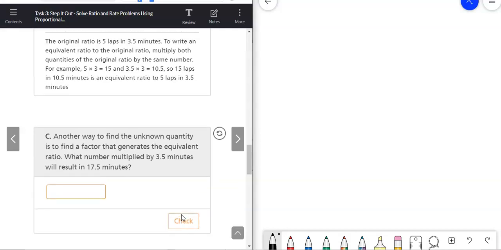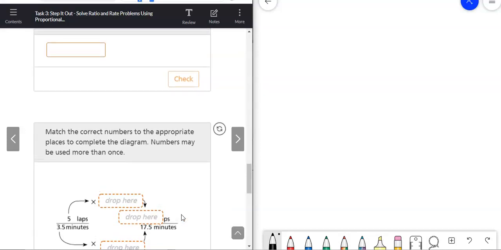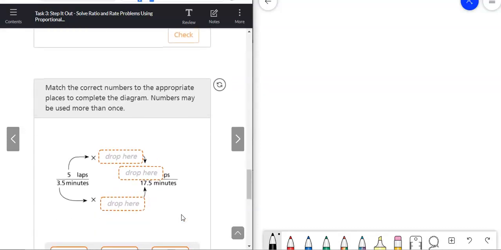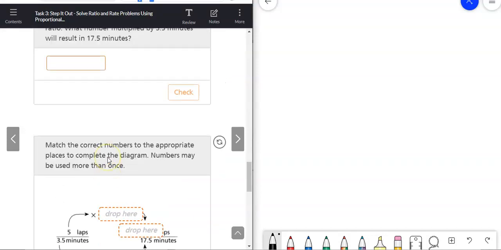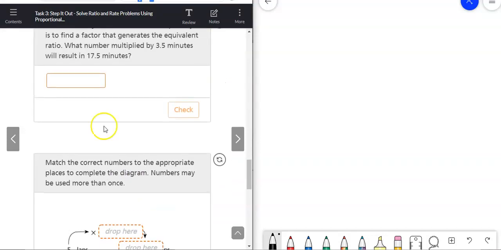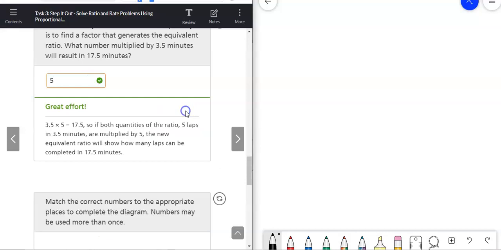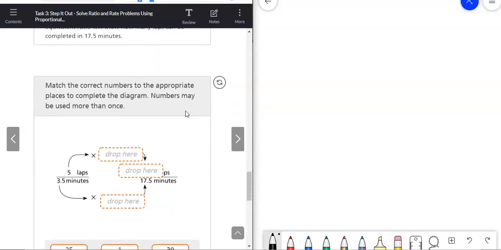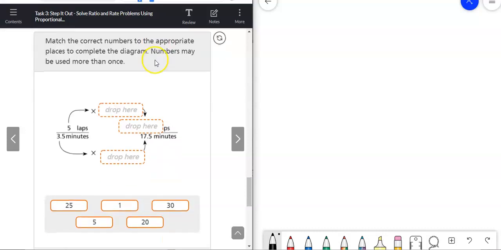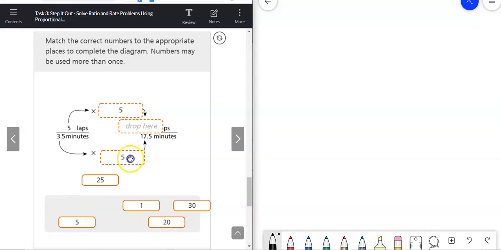So instead of using a double number line, we could also look down here, and this helps us out a little bit. So to get from 3.5 to 17.5, we're going to multiply by 5. So if you look down here, this helps you out a lot for that problem that we just did up here. So 3.5 times 5 is 17.5. Whatever we do on the bottom, we're going to do on top. So 5 times 5 is 25.